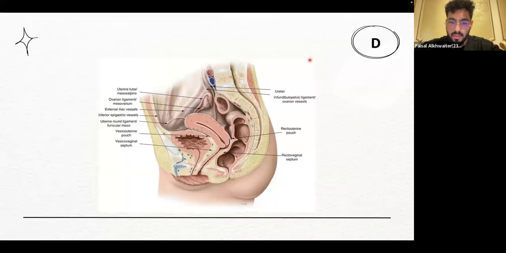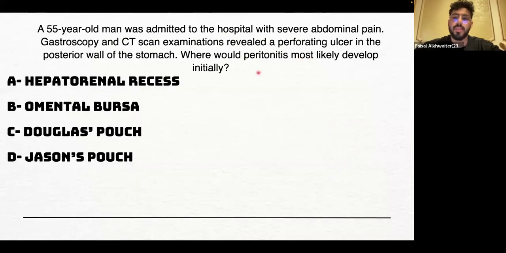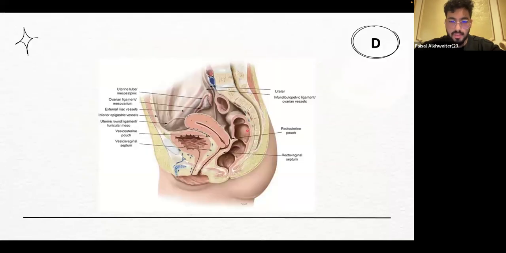Okay, good. Now, let's go to the next question. Do you guys have any questions about the pouch of Douglas? Because it's easy. Honestly, I wanted to explain, but I think you guys, mashallah, get the hang of it. It's easy, because I used to have problems with the pouches.